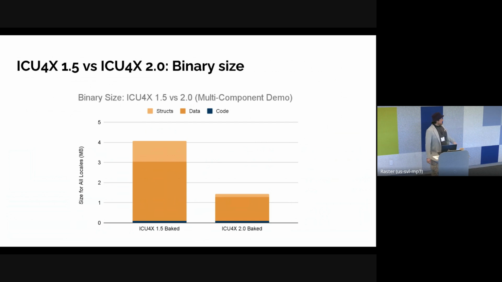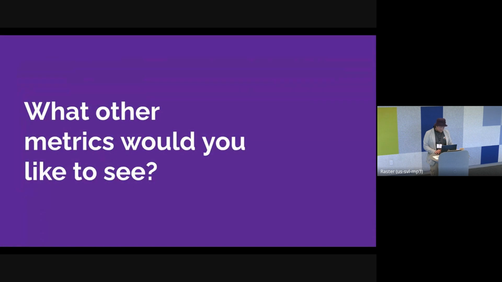We see that we've significantly reduced even our baseline, which is already a pretty good baseline. We've improved it further with ICU4X 2.0, with a lot of the infrastructure work that we've done, in order to cut the size of this multi-component ICU4X demo to less than half. And the way we achieve that is by using semantic datetime skeletons, which I'm about to talk about on the next slide.